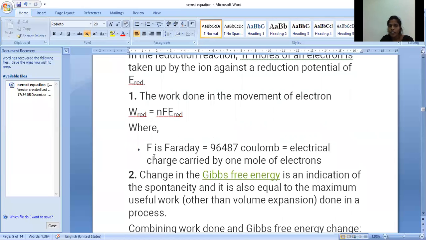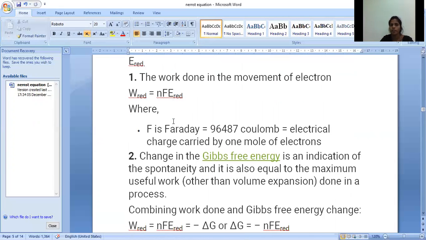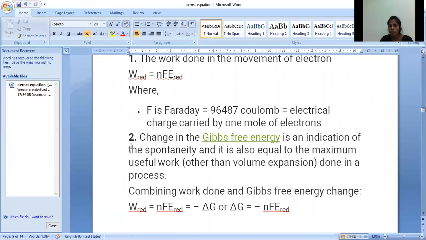So work done for the reduction is equal to nFE_red, where F is the Faraday constant. Already we have seen that. You remember this from thermodynamics. We got work done equals nF times the electrode potential, that is the reduction potential. But from thermodynamics, we have one more expression: change in the Gibbs free energy is an indication of the spontaneity, and it is also equal to the maximum useful work done in a process.